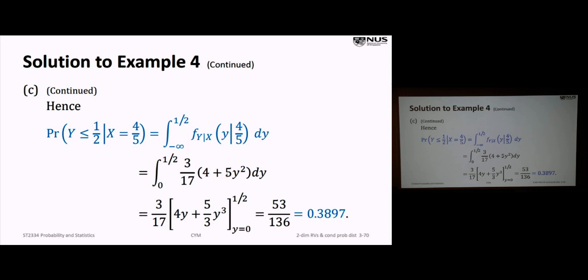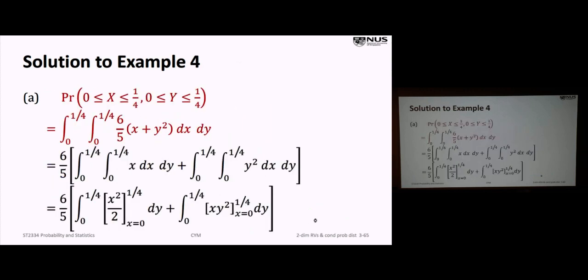Okay, so we can take the factor 3 over 17 outside the integral, and now I'm integrating 4 with respect to y, it's 4y. The integral of 5y squared is 5 times y to the 3 over 3, which is 5 over 3 times y to the power 3, and I'm going between 0 and 1 half. This function when y is 0 is 0, so I just evaluate this function when y is equal to a half. And if I do that and multiply by 3 over 17, apparently the answer is 0.3897. Okay, so that's the conditional probability that y is less than or equal to a half given that x is equal to 4 over 5. Okay, part C is done.